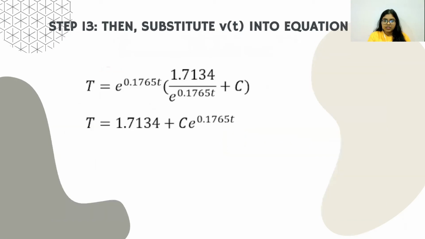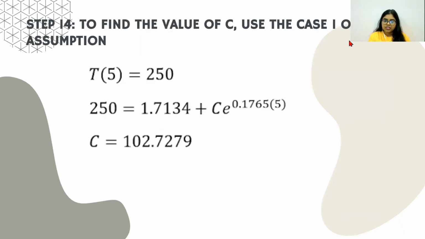Okay, step 13 is to substitute v(t) into equation A. Just now we got our v(t), so we can substitute it back into equation A. After substituting, we will get T equals 1.7134 plus c times e to the power of 0.1765t. Now since we've got our equation, all we have to do is find the value of c, and then we will get our particular solution. Step 14 is to find the value of c, and you use case 1 of the assumption.